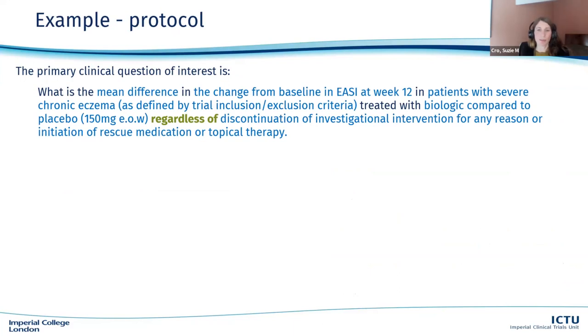So here, the primary estimand overall description is: what is the mean difference in the change from baseline in EASI at week 12 in patients with severe chronic eczema, as defined by the trial inclusion and exclusion criteria, treated with the biologic compared to placebo at 150 milligrams every other week, regardless of discontinuation of investigational intervention for any reason or initiation of rescue medication or topical therapy.